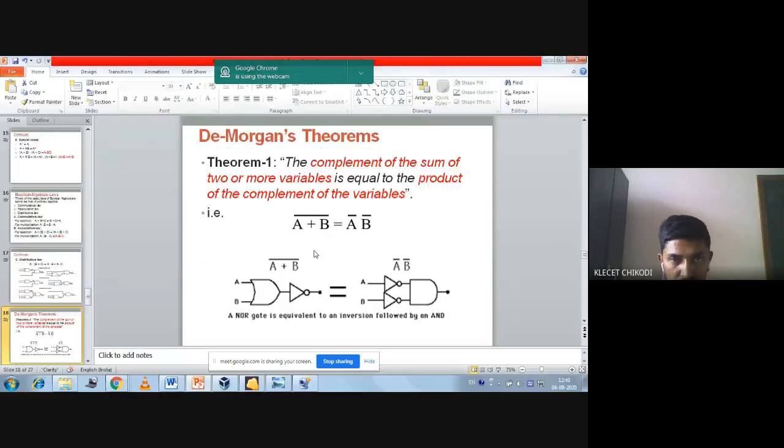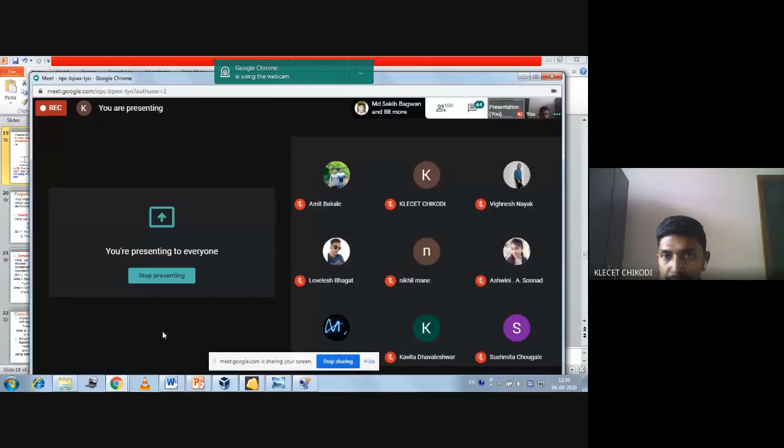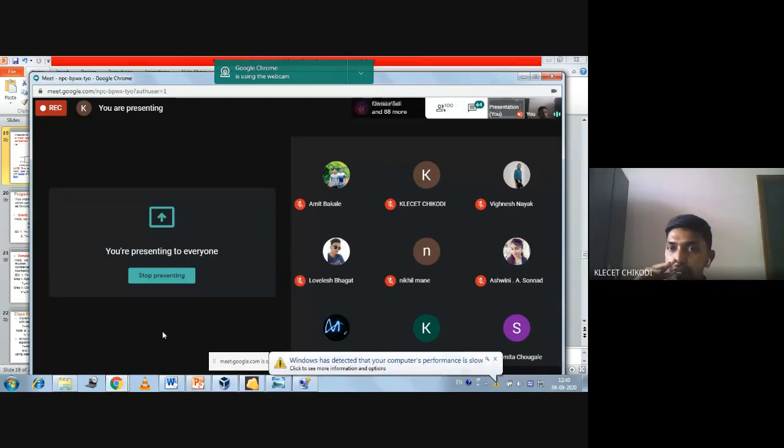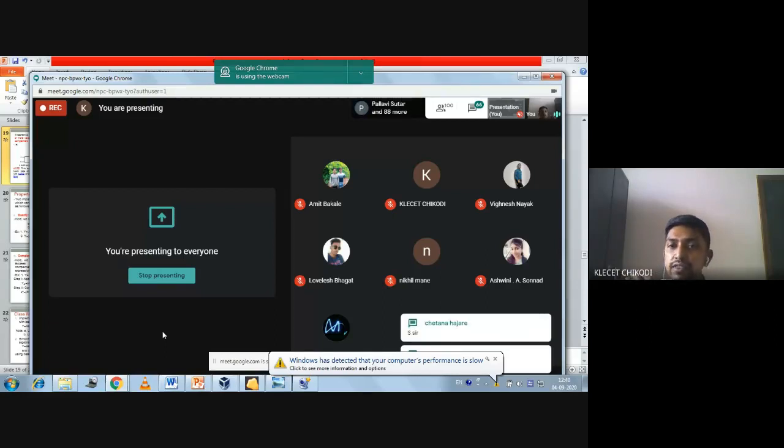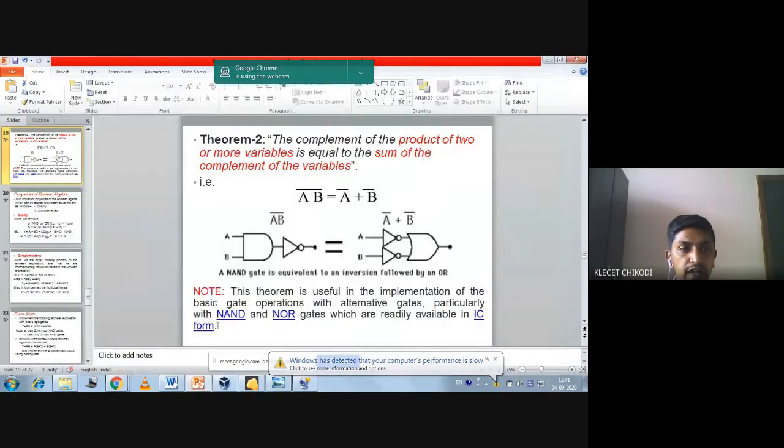Now the second De Morgan's theorem. Is this clear? Second De Morgan's theorem. So in the first De Morgan's theorem only, you just replace the plus with the dot and dot with the plus. So this is how we are getting the second De Morgan's theorem. Now we'll move further.